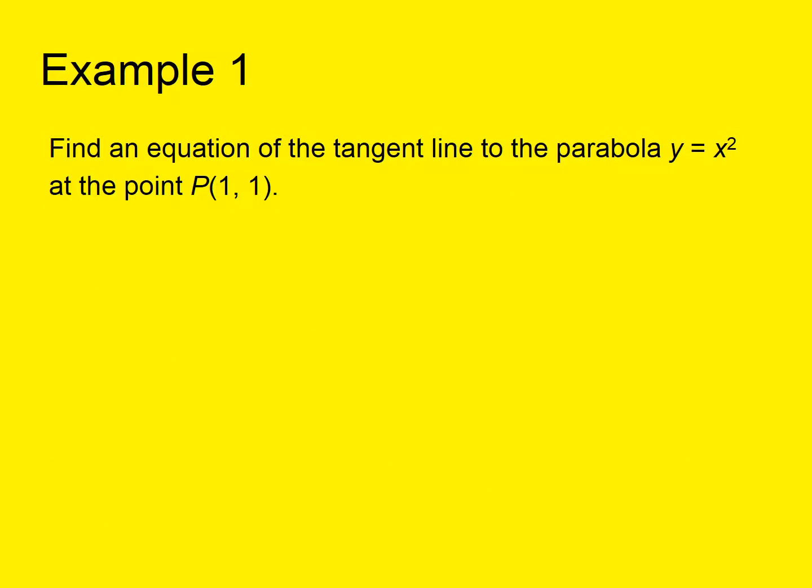Find an equation of the tangent line to the parabola y equals x squared at the point (1, 1). Okay, so we can all imagine this upward opening parabola, vertex at the origin, in our minds, and the point (1, 1) is obviously on that curve, and the tangent line, we can kind of see it. What's its equation?